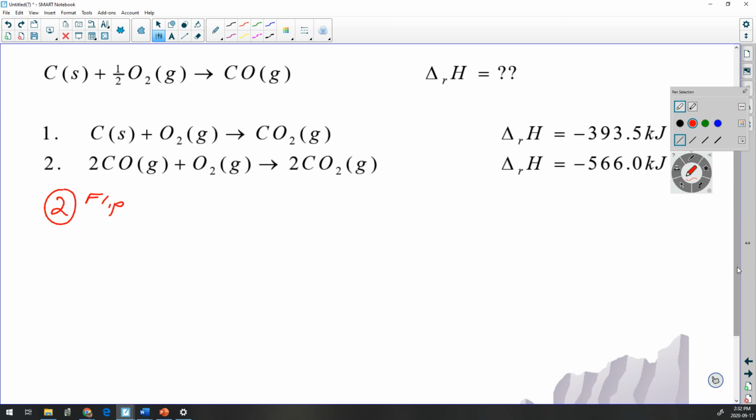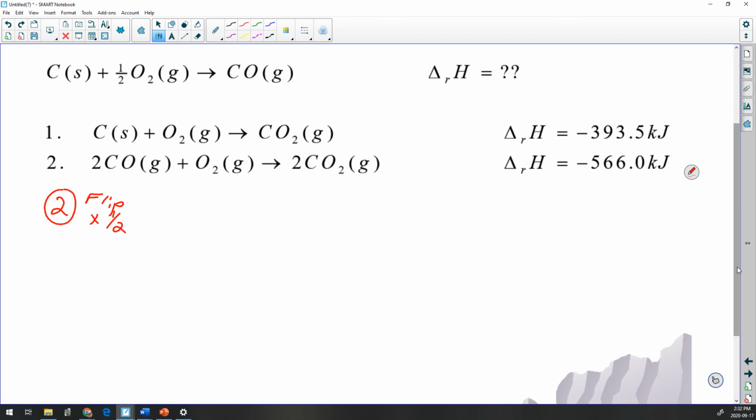I'm going to have to flip it and multiply it by 1/2 because I only want one carbon monoxide on that side. Now we'll talk about how to get the rest of it, but that's the significant one for me right now. So I have one CO2 giving me one carbon monoxide.